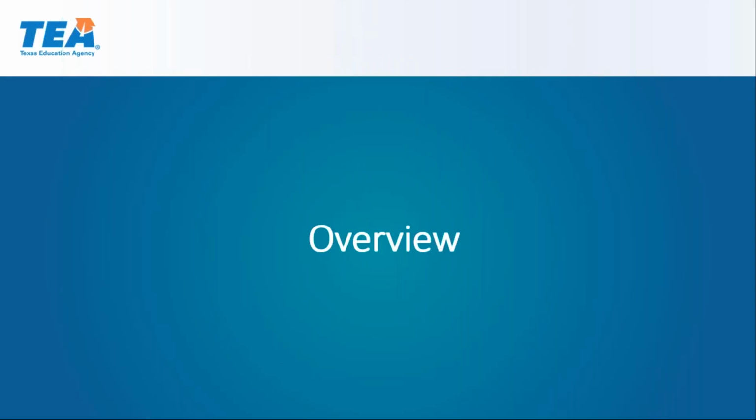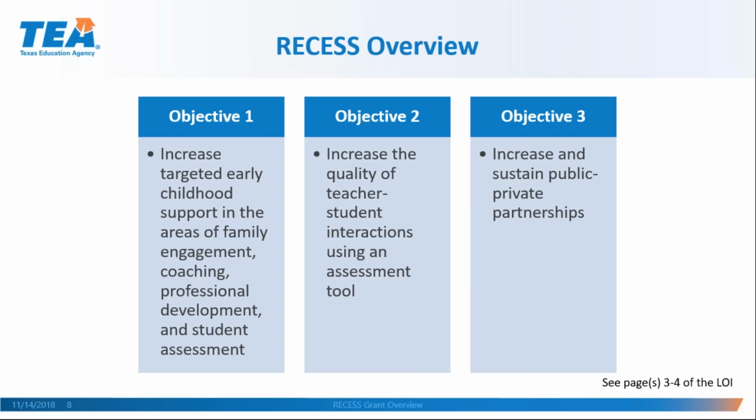Hi, this is Selena. We will now do an overview of the Recess Grant. All right, TEA will award grants at the regional level to achieve the following 3 objectives. Objective 1, increase targeted early childhood support in the areas of family engagement, coaching, professional development, and student assessment. Objective 2, increase the quality of teacher-student interactions using an assessment tool. And finally, Objective 3, increase and sustain public-private partnerships.